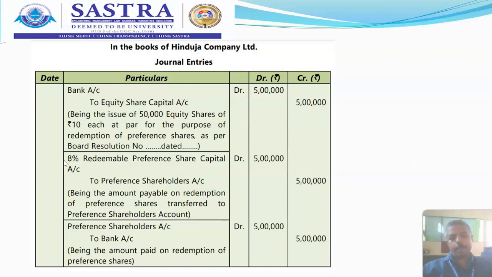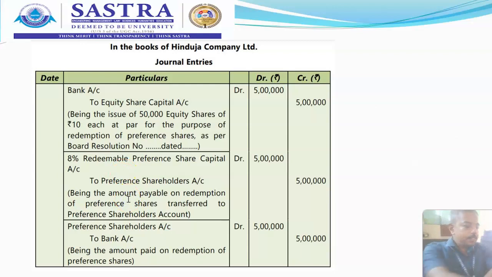The answer is: bank account debited to equity share capital account, 5 lakhs. Write the narration properly. Then 8% redeemable preference share capital account debited to preference shareholders account. This is the due entry to the preference shareholders for the purpose of redemption, rupees 5 lakhs. Please make a note: the board resolution number and date have to be mentioned in the narration. You also need to mention the number of shares in the narration so that in future if you refer to it, it will be helpful for you to understand.